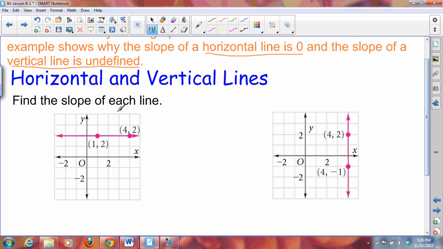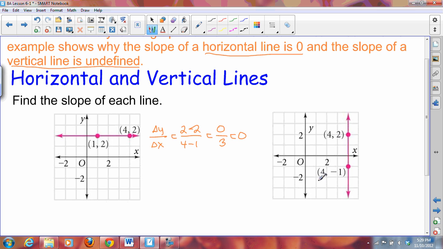So let's actually do this problem with the ordered pairs given. We've got change in y over change in x. I'm going to start with this point and then do that one. So it's 2 minus 2 over 4 minus 1. 2 minus 2 is 0. 4 minus 1 is 3. 0 divided by 3 is 0. A flat line has 0 incline, 0 slope. Slope is 0.